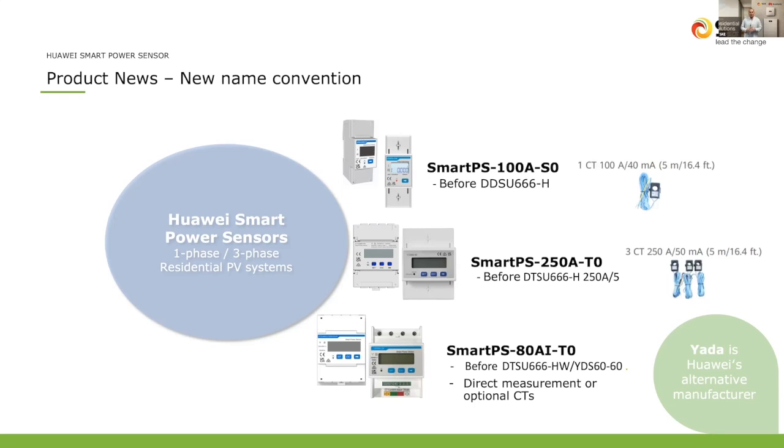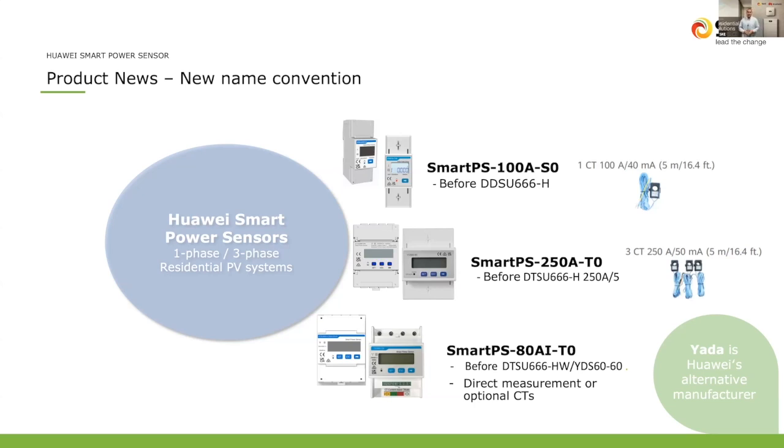This type of smart power sensor is also known as direct measurement or optional CTs. That means that it can withstand a current measurement up to 80 amperes. And in case we are working in an installation with a current measurement higher than 80 amperes, we will have to purchase the CT by ourselves. Here, a tip that we can provide to our customers or directly to the installers is that this type of CT should be closer to the expected AC current flow.